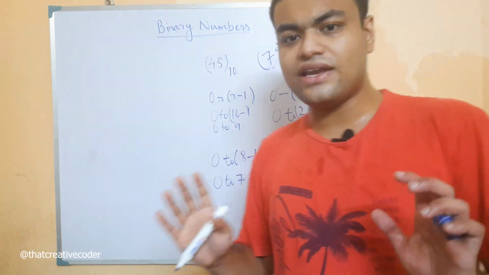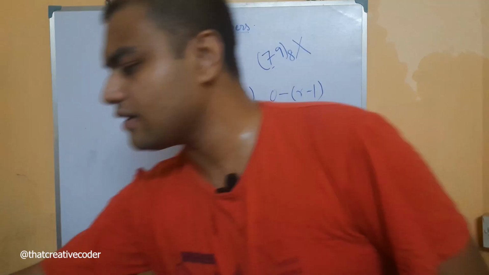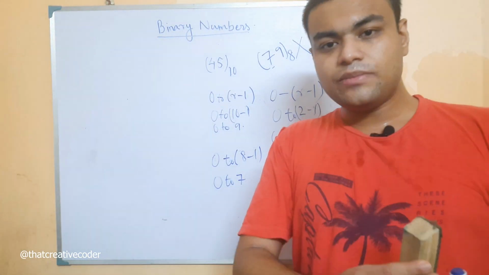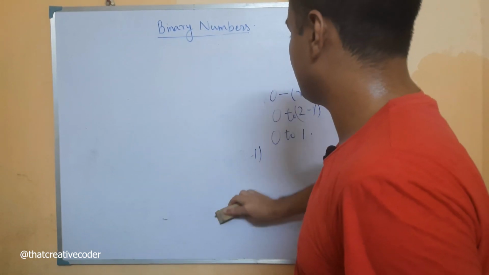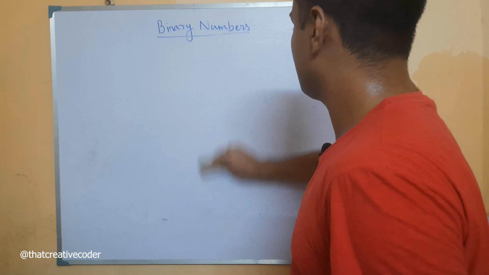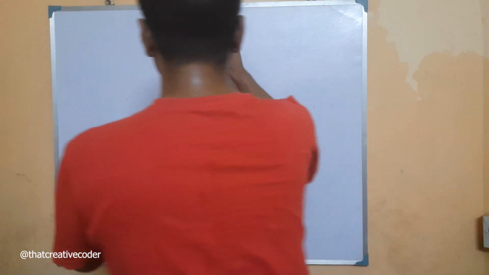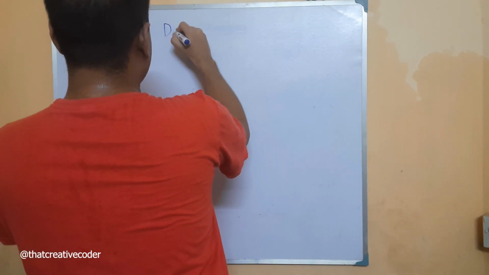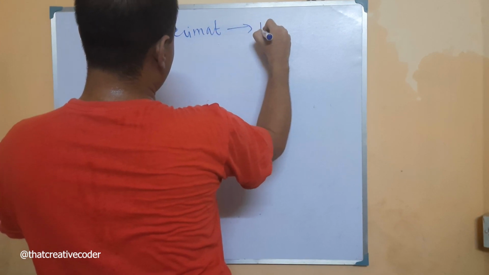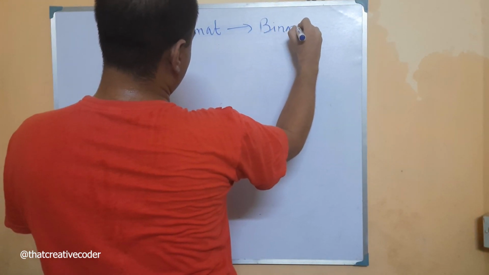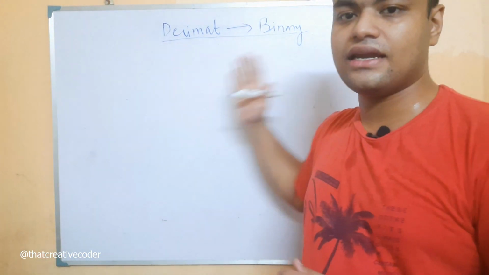So I hope this much is very crystal clear to every one of you. Now we will learn how to convert a decimal number to a binary number. Okay, let me erase all of this. So we will see decimal to binary number conversion.